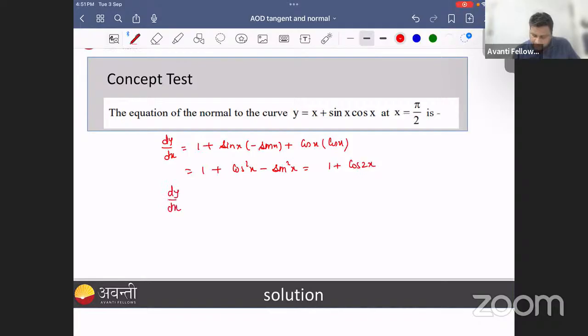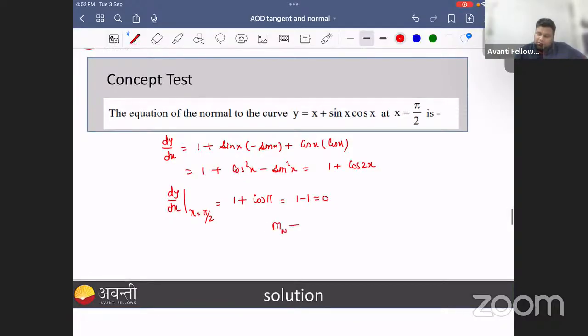So dy by dx at x equals pi by 2 is 1 plus cos pi. Cos pi comes minus 1. So it is 1 minus 1, that is 0. That means at x equals pi by 2, slope of tangent is 0. That means slope of normal is going infinite. That means normal is what? Normal is parallel to y-axis.